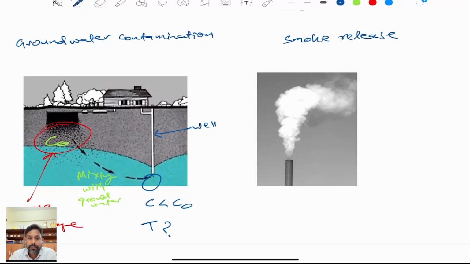So this process, predicting the mixing and then designing your well based on how far the source of contaminants is, how much mixing is happening, what the concentration is, and what the depth of your well should be, all come under prediction and decision making, right? So this is related to groundwater pollution. This comes under water pollution, right? Here we can call it air pollution.